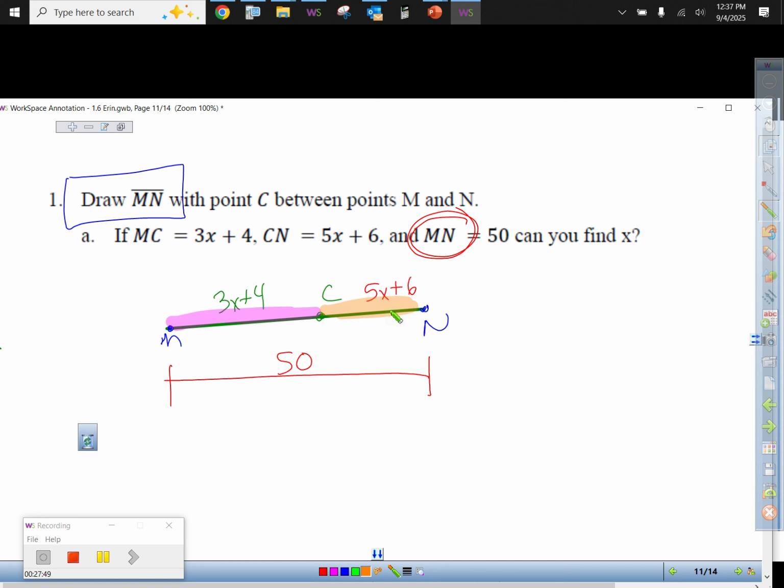Does 3x plus 4 equal 5x plus 6? Do you have information that says that or not? What word would need to be in there for me to know that those two would be the same? Starts with an M. Midpoint? They didn't tell me that. Right? The pink one and the orange one do not have to be the same. But do you have a third member right here that you could help yourself with?